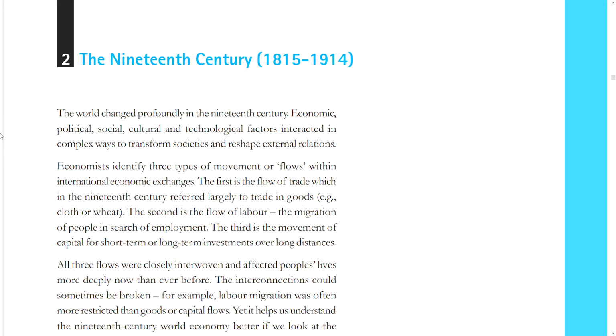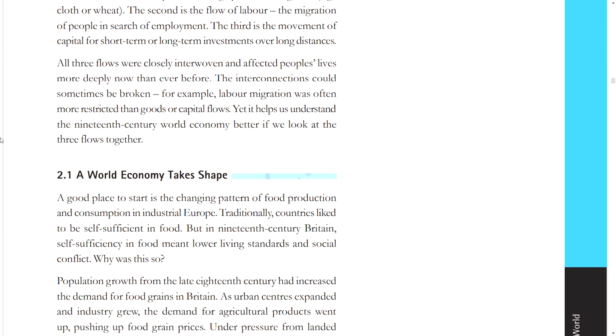All three flows were closely interwoven and affected people's lives more deeply now than ever before. The interconnection could sometimes be broken. For example, labor migration was often more restricted than goods or capital flows. Yet, it helps us understand the 19th century world economy better if we look at the three flows together.